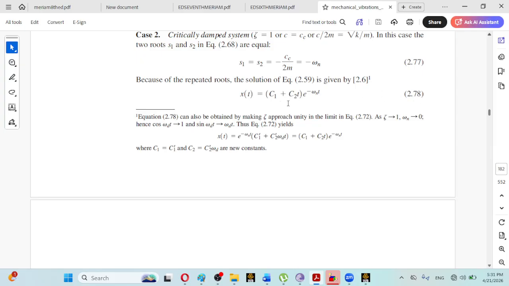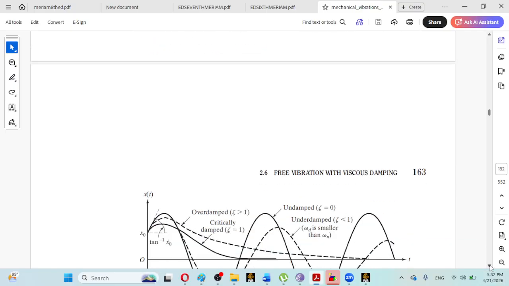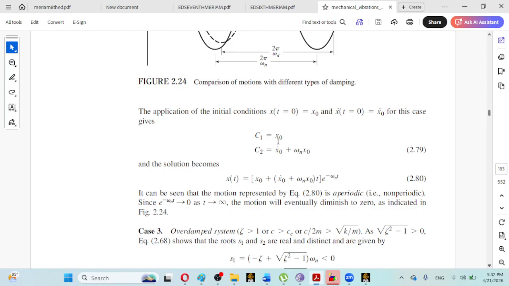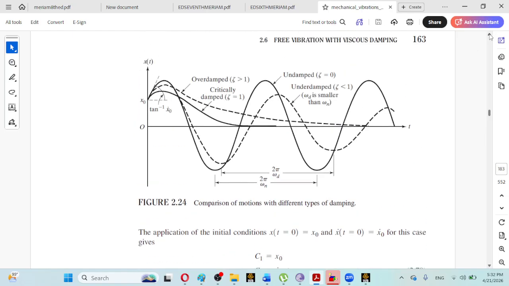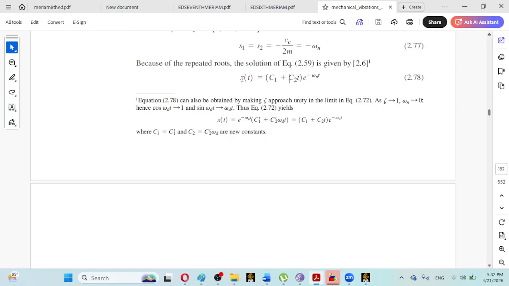And again here the question will be determining these constants c1, c2 for the critically damped case. The methodology is the same: at time 0, x naught will be obtained. If we put x at time 0, this will become 1, so x naught will be equal to c1. C1 will be equal to x naught, and after that we will take its first derivative to obtain x dot t.